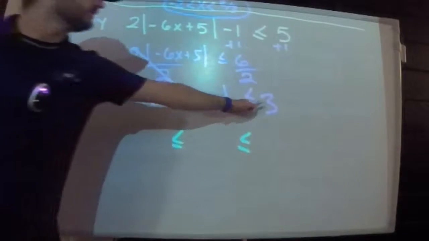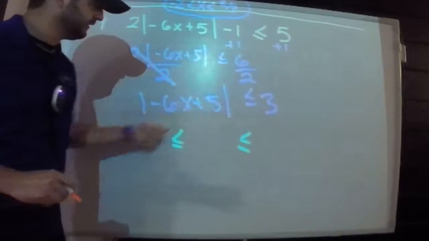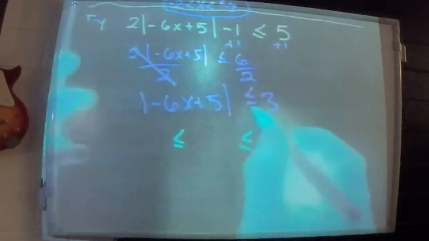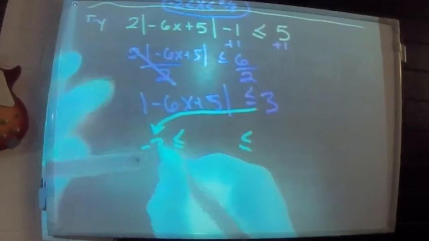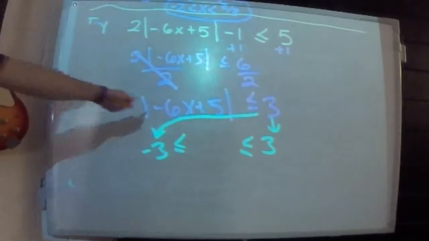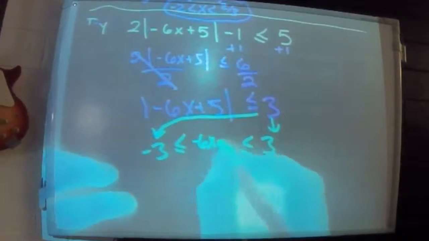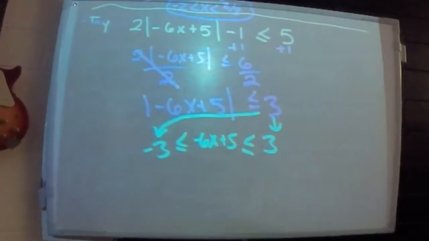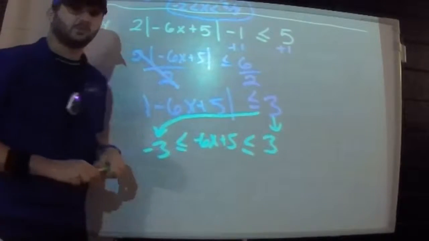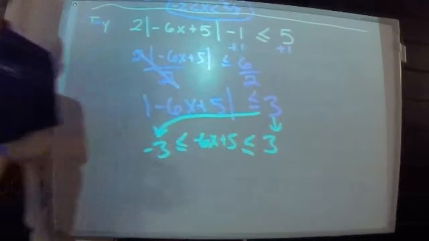All right, take this 3. It's an absolute value less than, so it's a three-headed monster. -3 on this side, regular 3 on that side. -3, 3. All the stuff in the box goes to the middle. Now you've got a three-headed monster, a three-piece compound inequality. Solve it. Subtract 5 on all three sides.